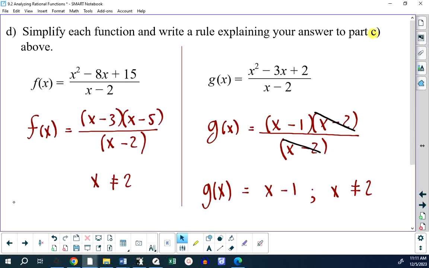So what are we learning from this? If a factor that has a non-permissible value cancels, it will produce a point of discontinuity. If it doesn't, it will produce a vertical asymptote. That's the lesson to be learned here.